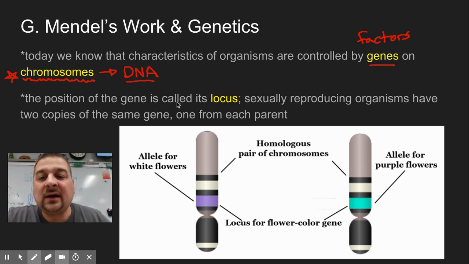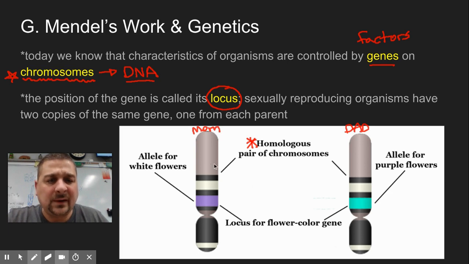The position of these factors or genes on a chromosome is called its locus. Its locus. So sexually reproducing organisms have two copies. And remember, those two copies are on homologous chromosomes. One would have come from that individual's mom, and one would have come from its dad. One from each parent. So here is the locus for flower color. At this spot on both homologous chromosomes, there is the gene for flower color.